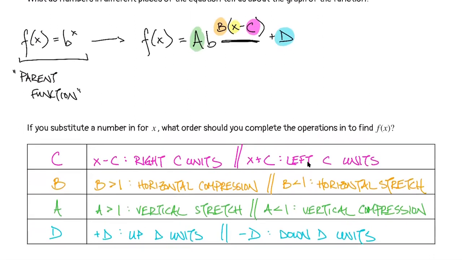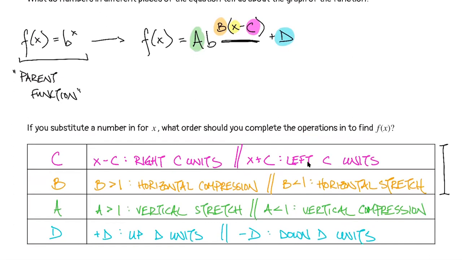So we've talked about the horizontal components. We've talked about these two, our C and our B. And those are ones, because they're horizontal, they actually seem like they're doing the opposite of what you want them to do, right? Like a minus C actually means move to the right.